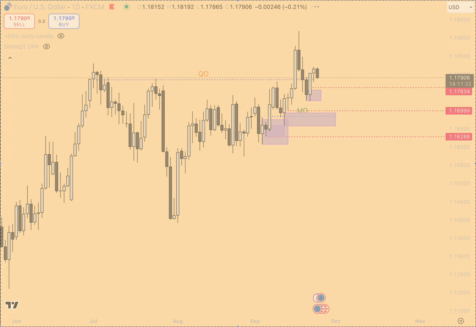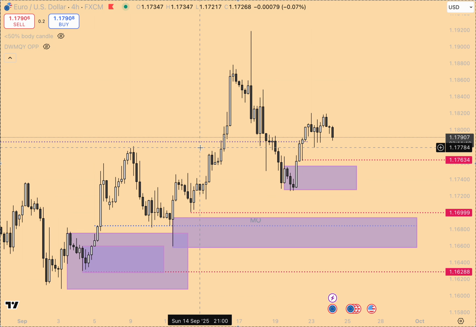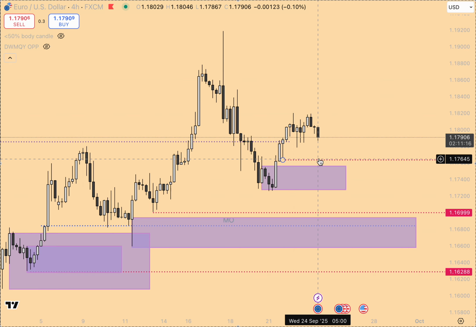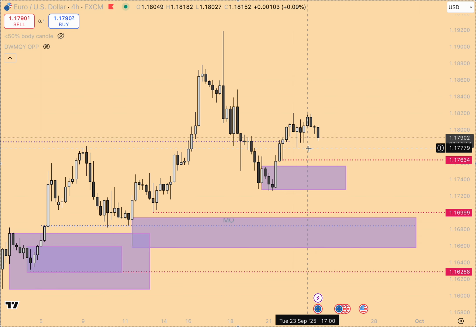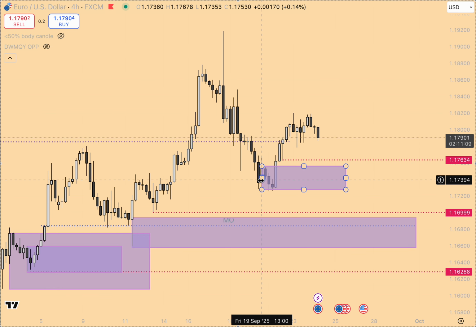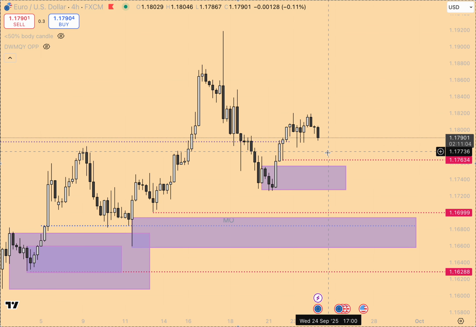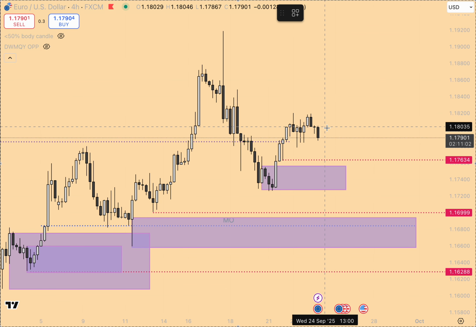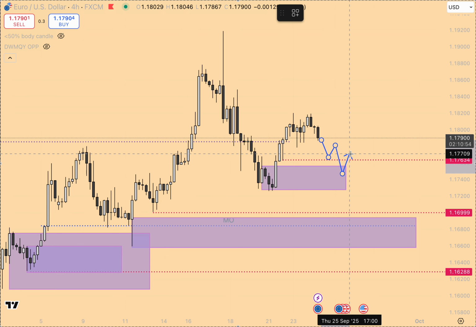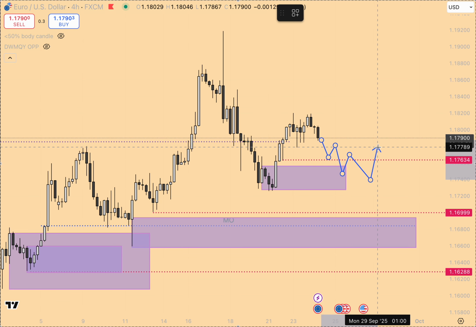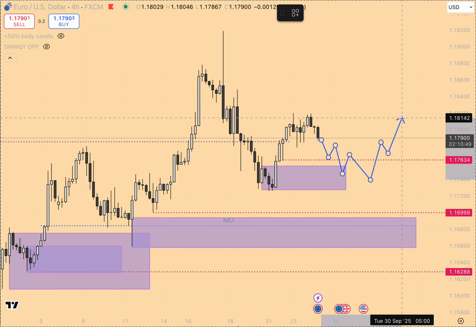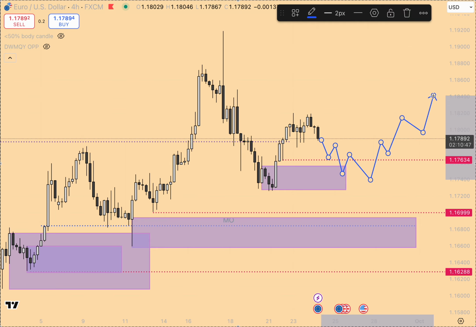For us, I'm interested in Euro USD longs, right? But I want to see some manipulation. That's the important part. I want to see some liquidity taken out. Perhaps then we come into this area of demand after taking out all this liquidity. Then we see that change of character, right? We have something like this, and then we see that change of character, and then we start to look for higher prices on Euro USD.